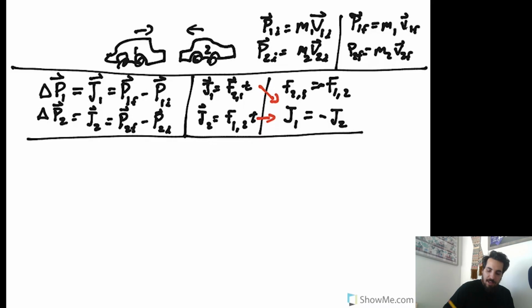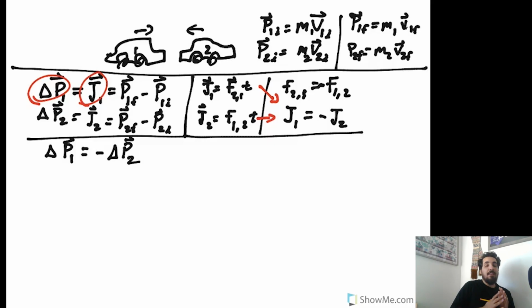And when we take that into account, we are left with the idea that since the momentum changes according to the impulse, the change in momentum for car 1 must equal the negative of the change in momentum of car 2. And this gives us a relationship between the motion of the two cars that we can then link together. And how are we going to link them together?